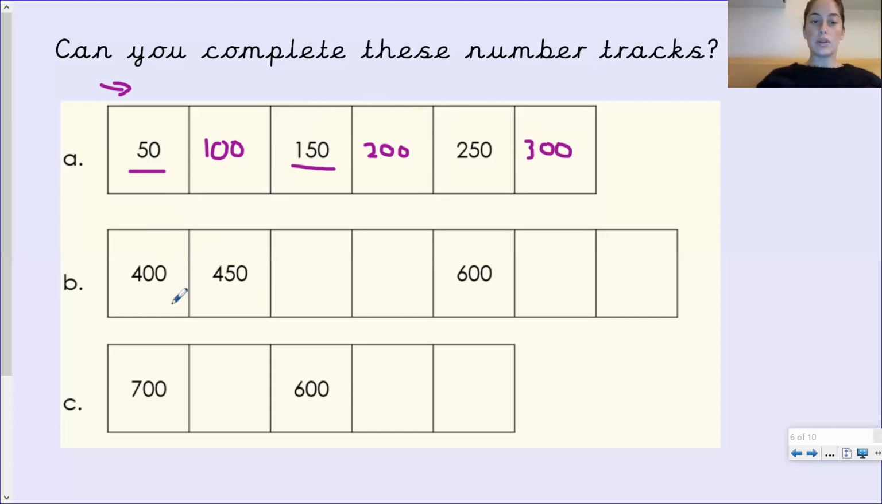The next one, we need to do the same. So I know that my number track starts with 400. The next number given is 450. So are my numbers going up or down? Well, I can see that my numbers are getting bigger, so I need to count up in 50s. 400, 450, 500, 550, 600, 650, 700.